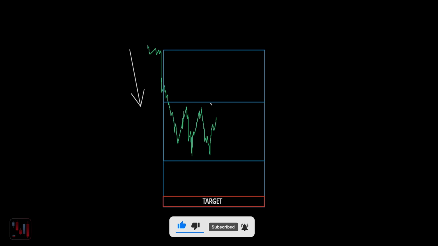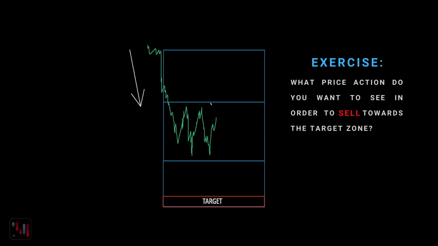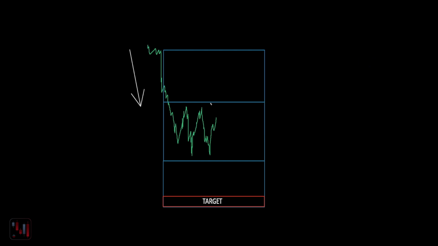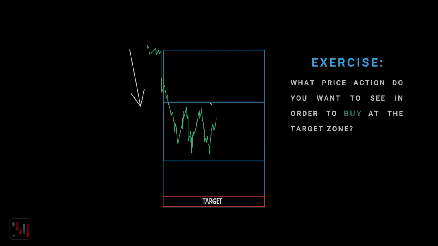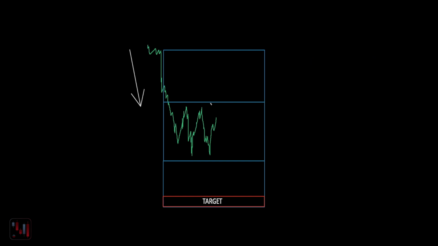Basically, the goal is to create your if-then scenario anytime you're looking for your setups. I will actually start from the second question, what price action I want to see in order to sell towards the target zone, and then I will answer the first question, which is what price action I want to see in order to look for longs. So let's go back to the exercise.